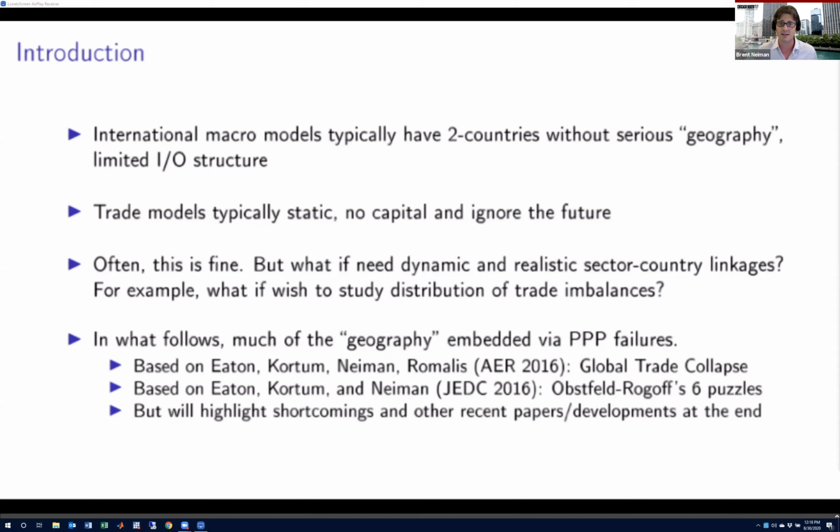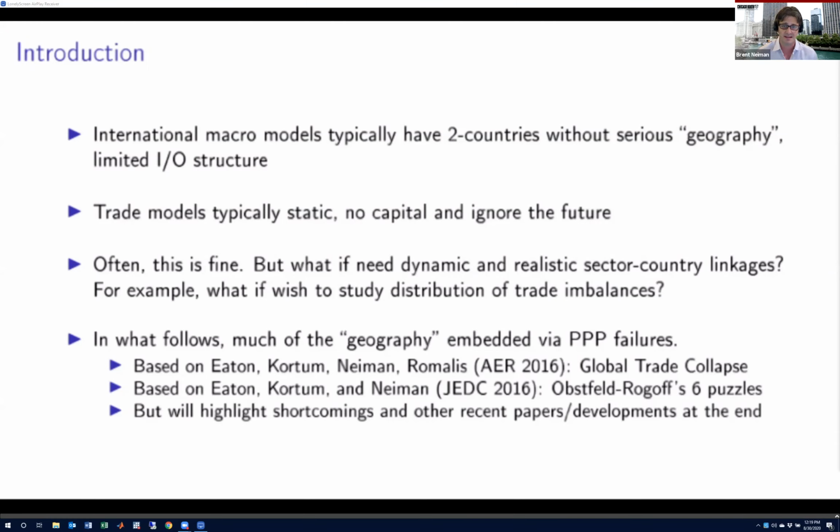You might want to try to answer with some quantitative seriousness, what if there's a tariff placed between US and China? What is the implications for various sectors in Mexico? And that kind of question requires a model with serious geography and input-output linkages. On the other hand, you might say, well, look, trade's been able to do this for a while. We've had rich quantitative trade models since Eaton and Kortum and Melitz innovated the field in the early 2000s.